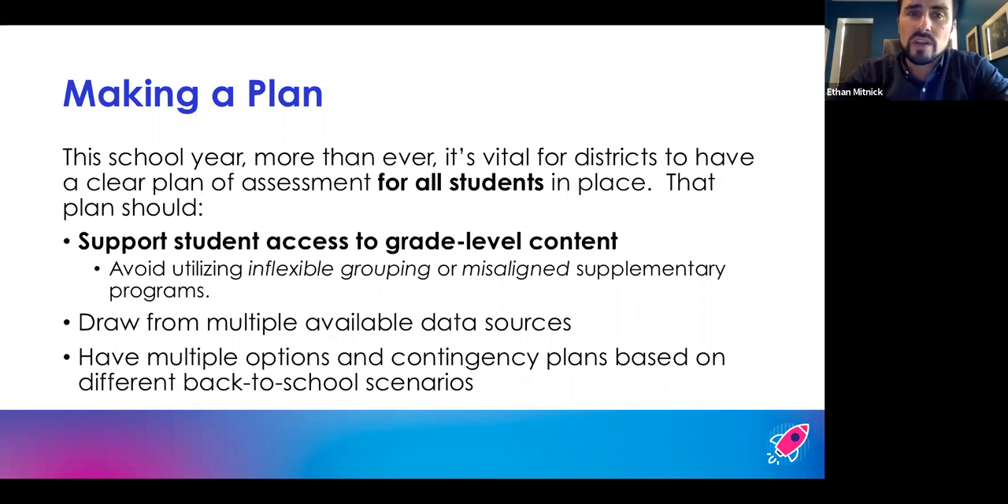We need to avoid using inflexible grouping for our students or misaligned supplementary materials and programs that don't connect back to the academic core. When we make decisions based on assessment, we should be drawing from multiple data sources. And we also have to make sure we have multiple options and contingency plans in place based on how this new school year is shaping up in terms of our back to school scenarios.